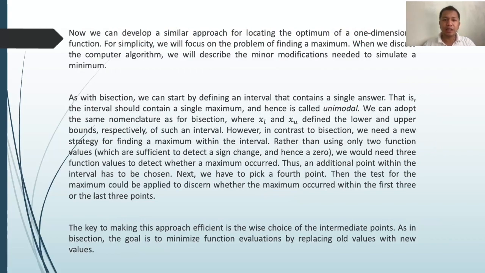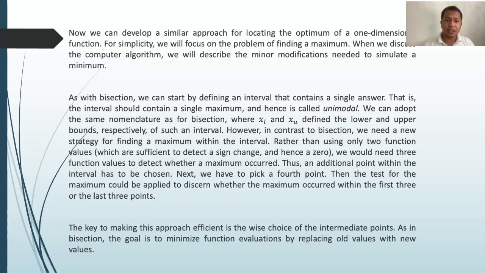Now we can develop a similar approach for locating the optimum of a one-dimensional function. For simplicity, we will focus on the problem of finding a maximum. When we discuss the computer algorithm, we will describe a minor modification needed to simulate a minimum. As with bisection, we can start by defining an interval that contains a single answer.